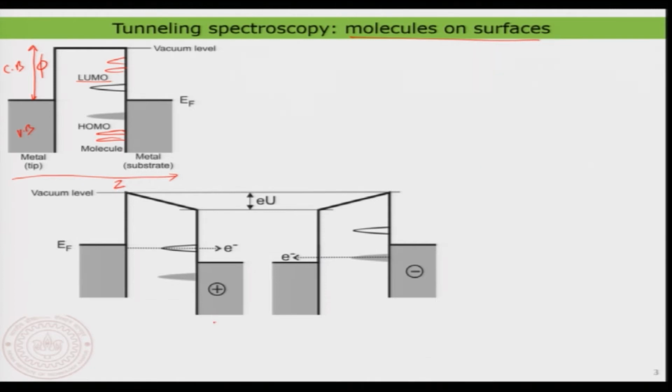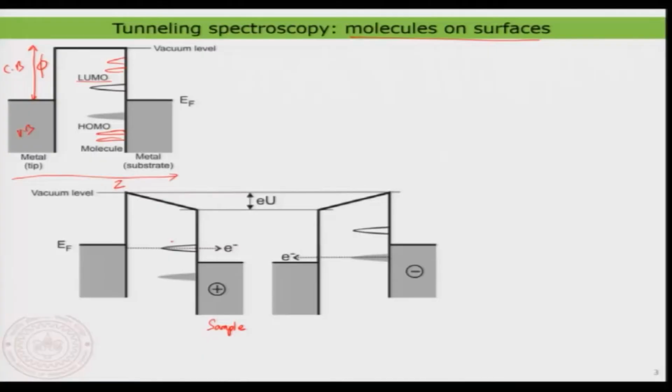This is basically my sample. I am putting the sample on a positive bias. Then, as we have already discussed, we can have the alignment in this fashion. That means the substrate Fermi level would be lower compared to the metal. Now, the interesting aspect is the following. It is somewhat similar to what we have seen in the case of those surface states.